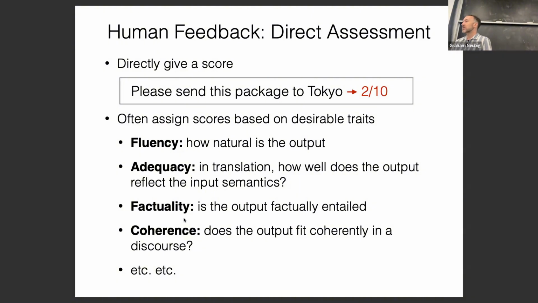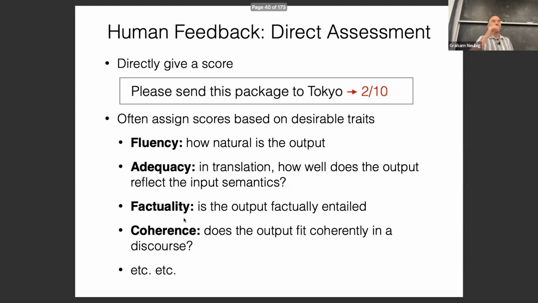Some other things that people measure recently that I probably should have on my slides are, from the point of view of language model alignment, helpfulness and harmlessness. These are kind of like fluency, adequacy, factuality, and coherence, but they're more vague, I guess. So like, how helpful is this output? Is this output potentially harmful in some way? Those would be other things that you could measure.